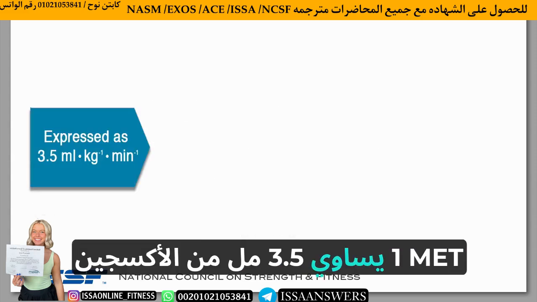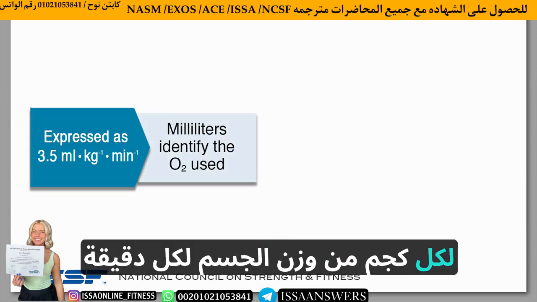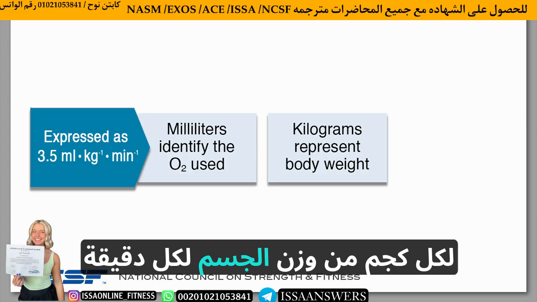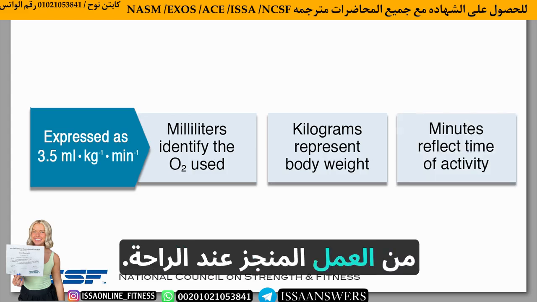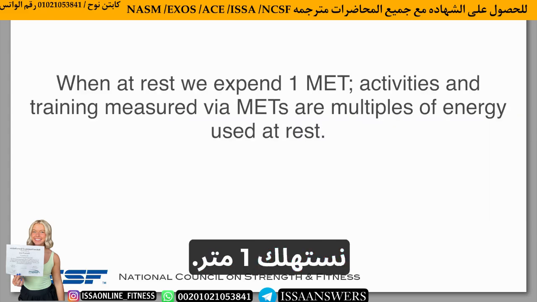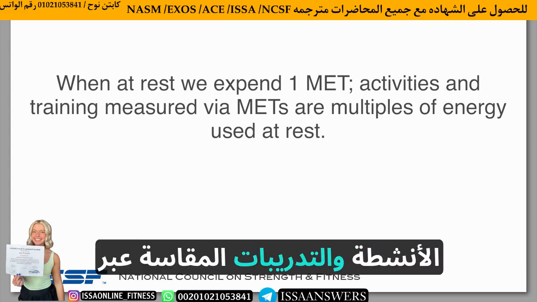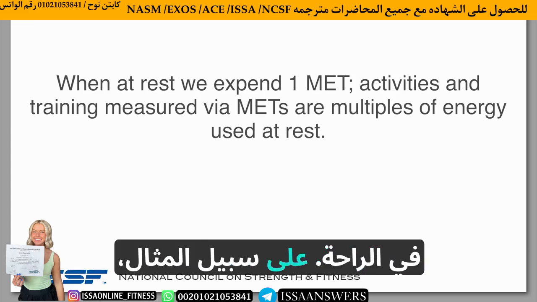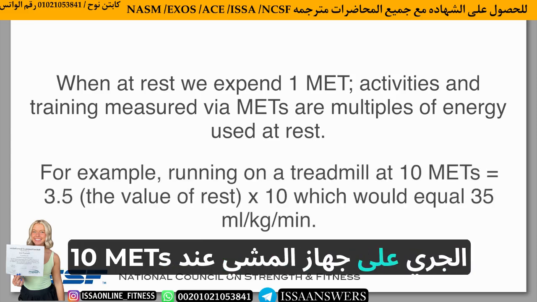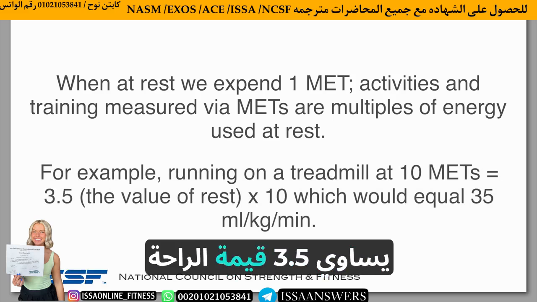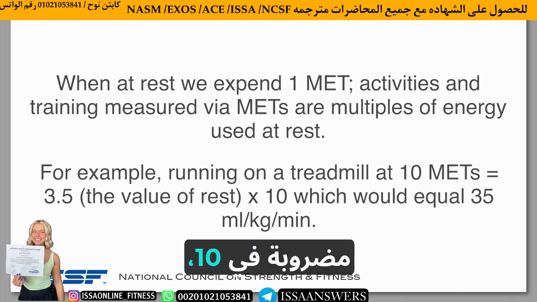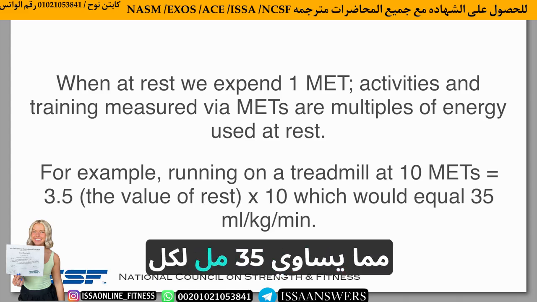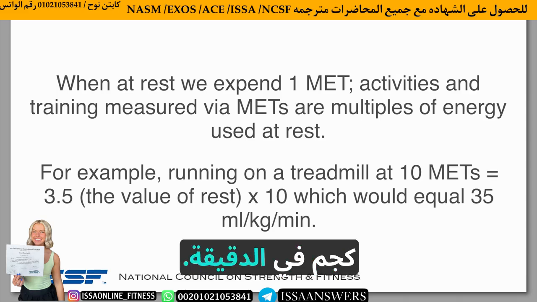1 MET equals 3.5 milliliters of oxygen per kilogram of body weight per minute of work performed. When at rest, we expend 1 MET. Activities and training measured via METs are multiples of energy used at rest. For example, running on a treadmill at 10 METs equals 3.5, the value of rest, multiplied by 10, which would equal 35 milliliters per kilogram per minute.